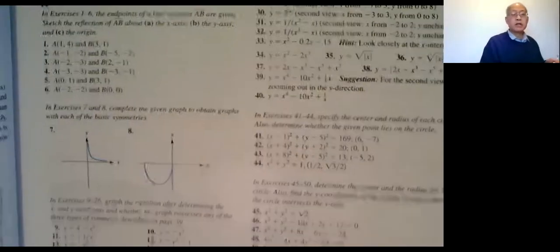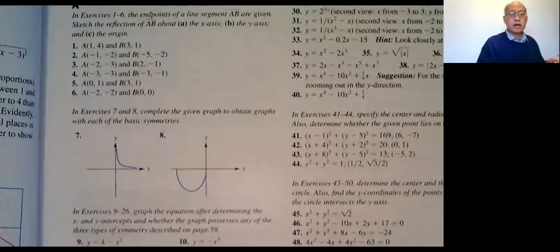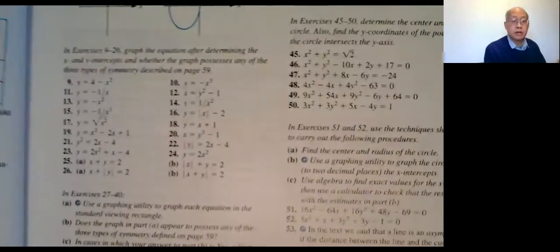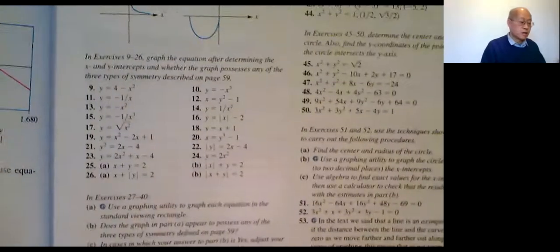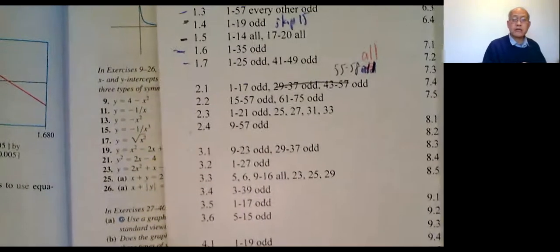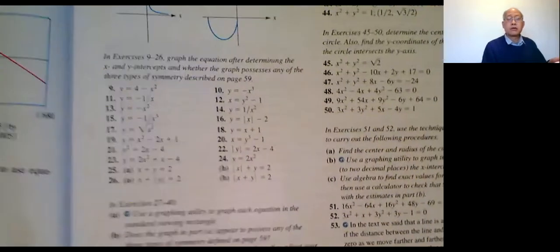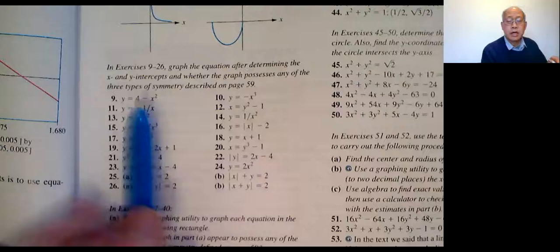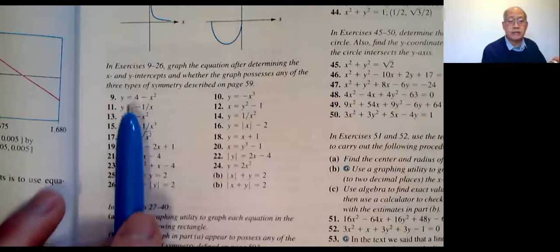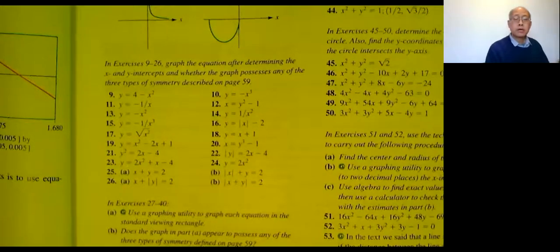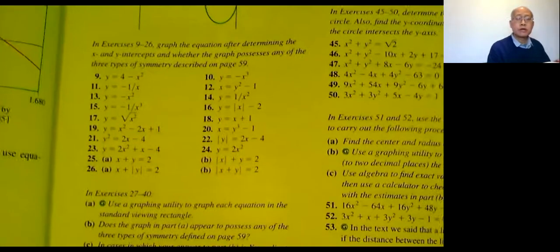Okay, so back to 1.7. We were starting to do symmetry. I think it got as far as 7. So 9 through 25. Let's look at what we got in our assignment. We had to do 1 to 25. Graph the equation after determining any intercepts and whether the graph possesses any kind of symmetry. So how do you do that? How about I start off with number 9, y equals 4 minus x squared.